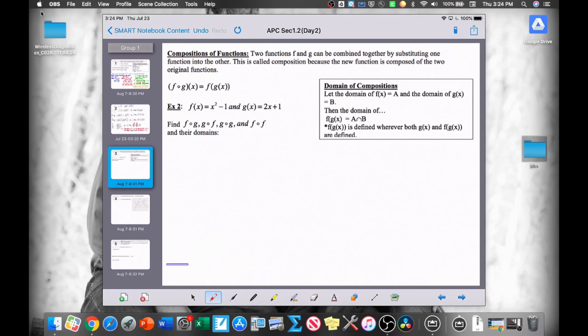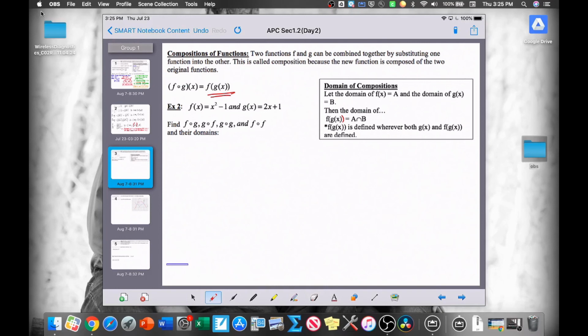And what that really means is that you're plugging g of x in for the variable in f of x. So that's really f of g of x written in the parenthesis notation. And before we do this, we should also talk about domain. For composition functions, if, again, we call the domain of our first function f of x A, and we call the domain of g of x B, then the domain of f of g of x, missing a parenthesis right here, sorry about that, is the intersection of the two domains. F of g of x is defined wherever both g of x and f of g of x are defined.